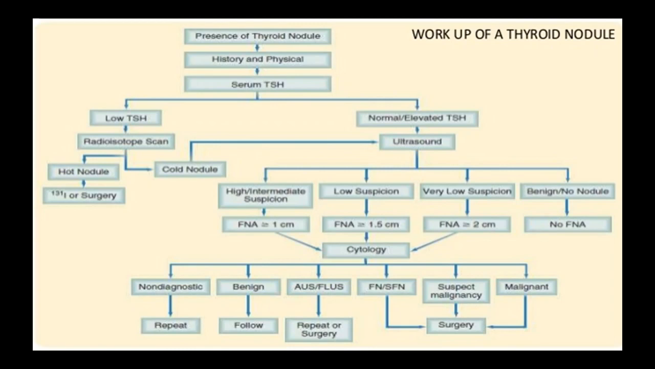If the TSH is normal, or if it is elevated, that is hypothyroidism, suppose there is a thyroid swelling but the TSH is normal, in that condition you do ultrasound, and then depending upon the suspicion level, you do an FNAC, and depending on the cytology, we mentioned how to go about it. If it is non-diagnostic, you have to repeat it. If it is benign, then follow up the swelling. If it is of undetermined significance, then you can repeat, or you can do a surgery. And for D, E, and F, you can go ahead with the surgery. So this is an important chart.